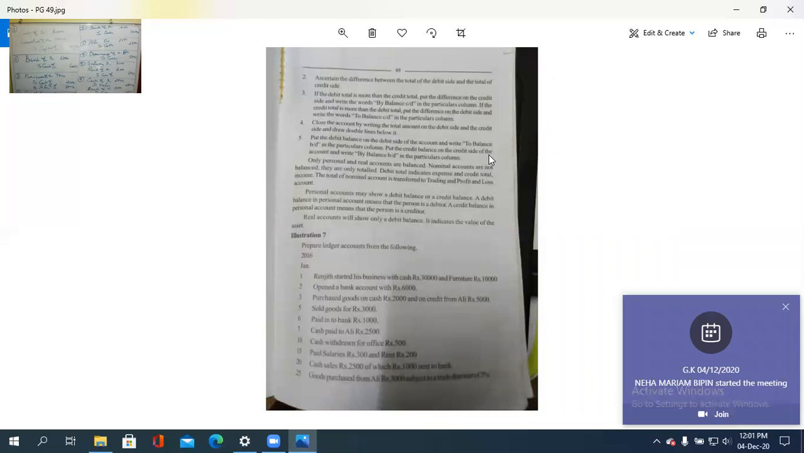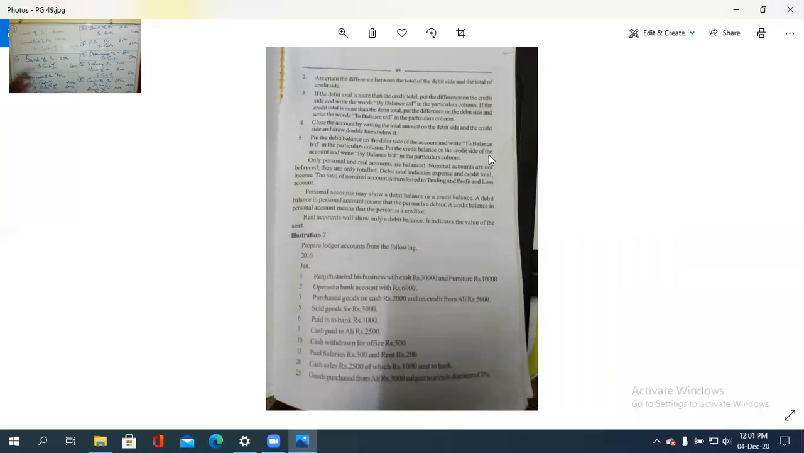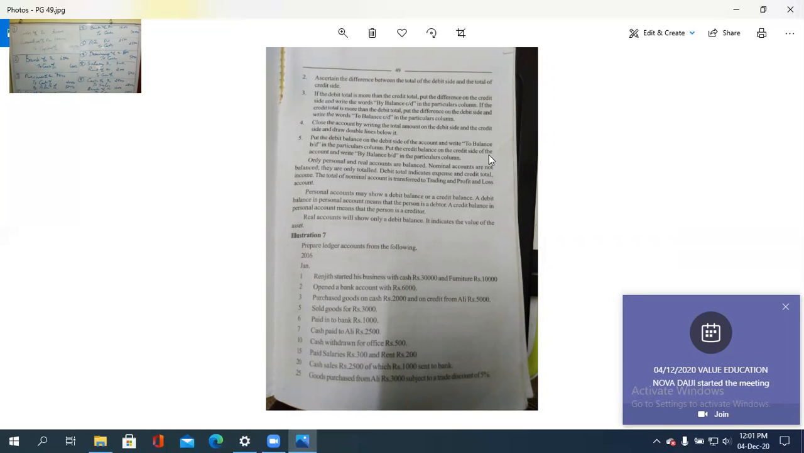So see what all are there: cash account, furniture to capital, bank to cash, purchases to cash to Ali, cash to sales, bank to cash, Ali debtor to cash, drawings to cash, salary debtor, rent debtor to cash, cash account debtor to sales, and bank account debtor to cash, because out of the 2,500 cash received, 1,000 is deposited to bank. Then purchase account debtor to Ali. So these are the entries to be prepared.